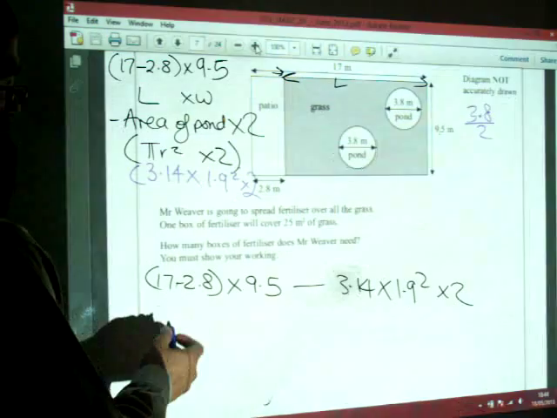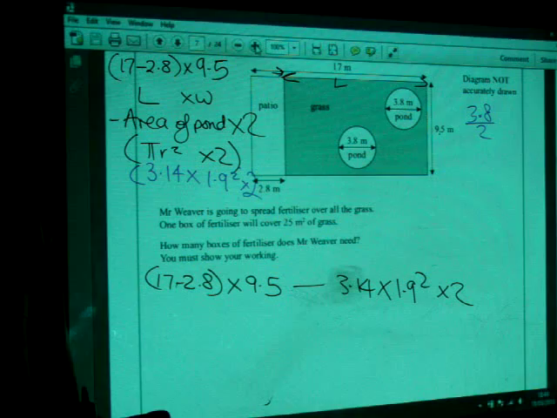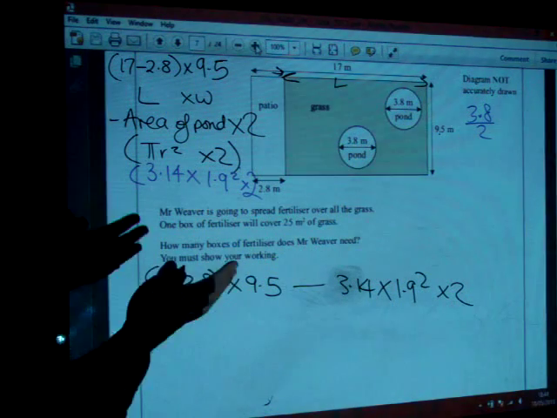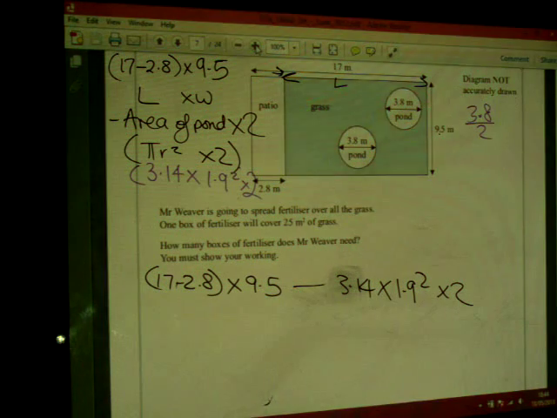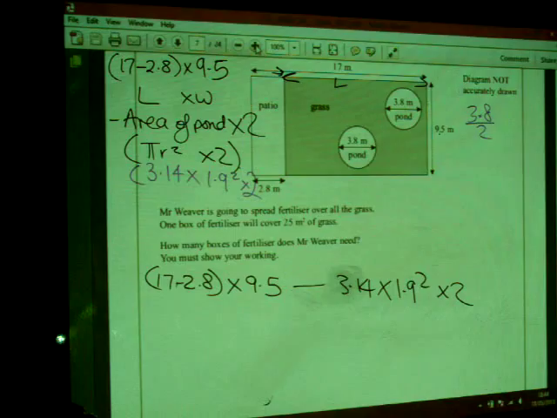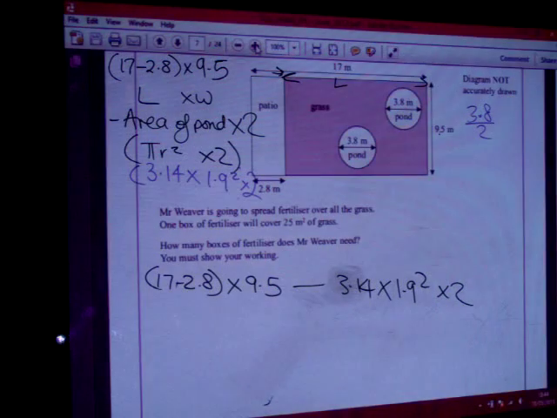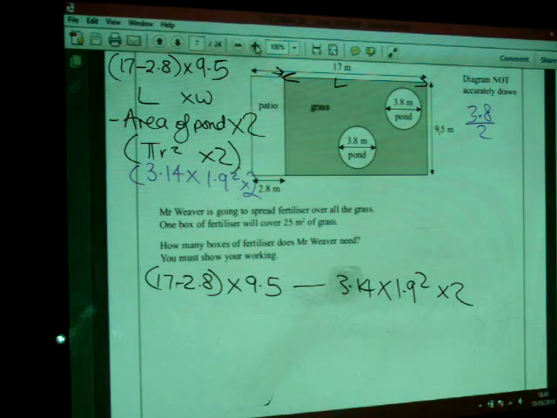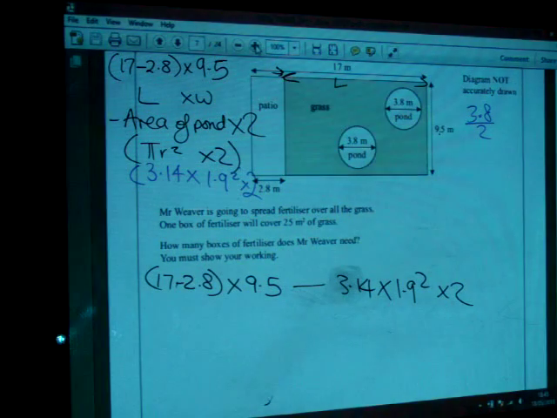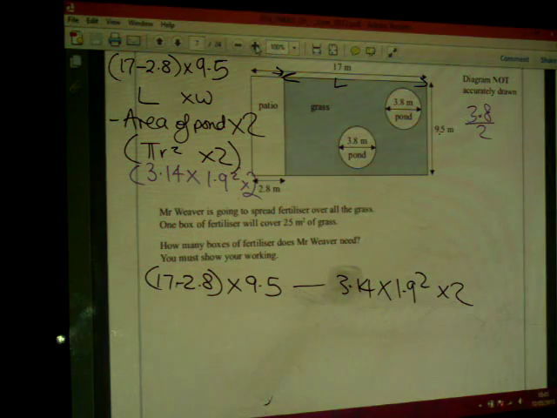Okay, so you need to put this into your calculator in one go, Isa, the whole lot. These new calculators, the Casio ones, you can put in one go, it'll deal with it. So what do you get? 17 minus 2.8 times by 9.5 minus 3.14. You should get an answer of. Come on, folks. 112.2292. Question number 5. 112.2292.